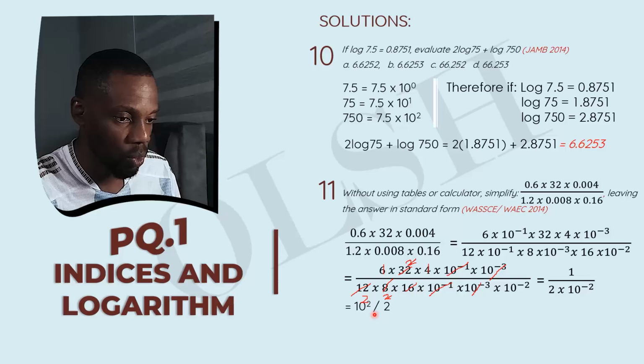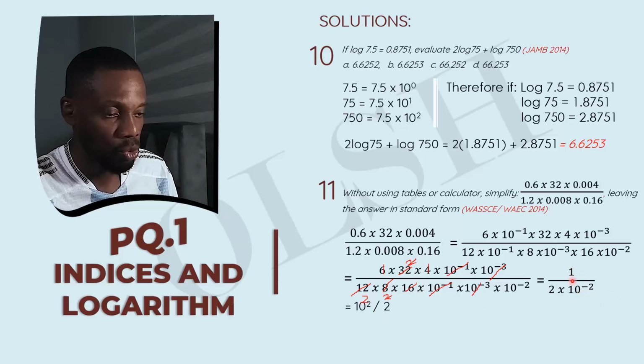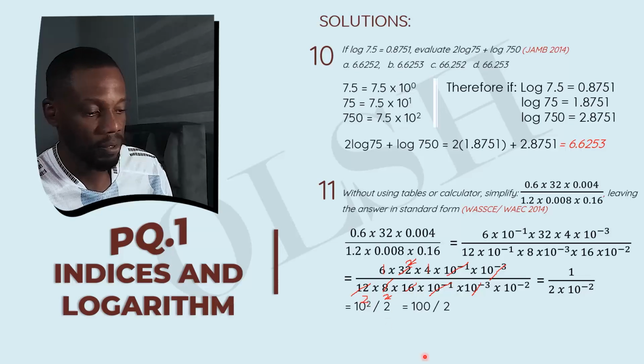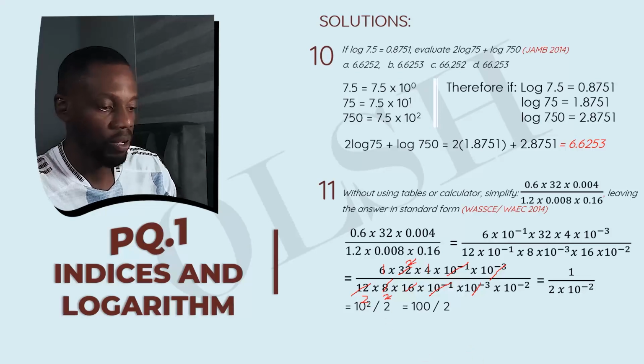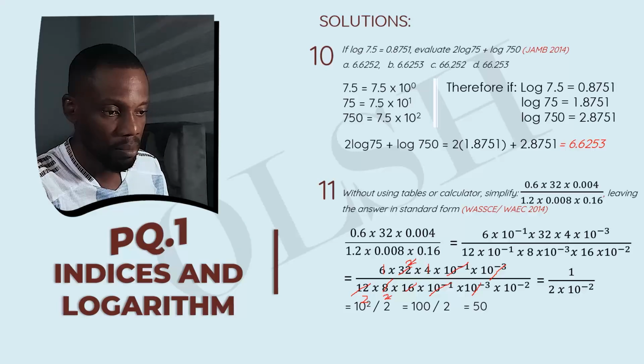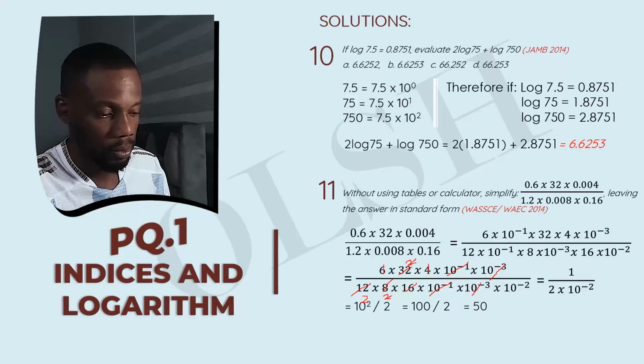This is the same as 10 squared divided by 2. Of course, we will take this 10 raised to the power minus 2 upwards. The negative is lost, and we have 10 squared divided by 2, which is 100 divided by 2, which gives us our answer as 50. So we have our answer as 5 times 10 raised to the power 1.